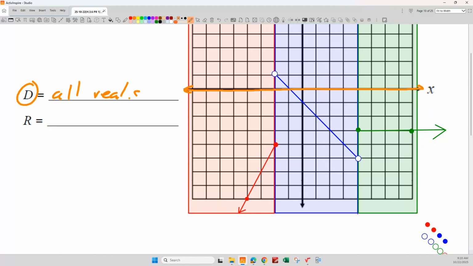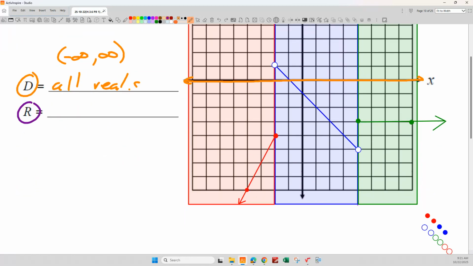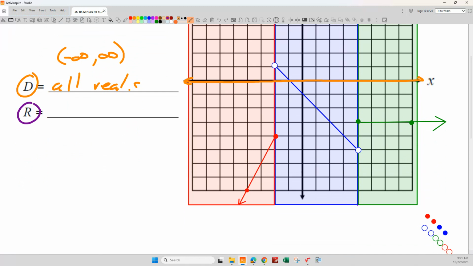What if I wanted to write that with interval notation? What would it look like? Okay, what about the range? Let's make the range purple. Okay, what about the range? Let's take it piece by piece. What's the projection of the red piece onto the y-axis?